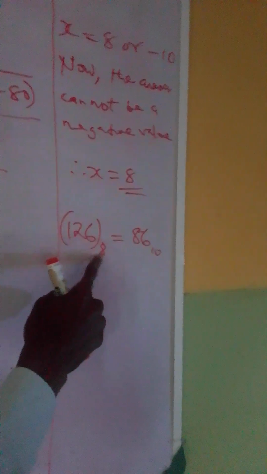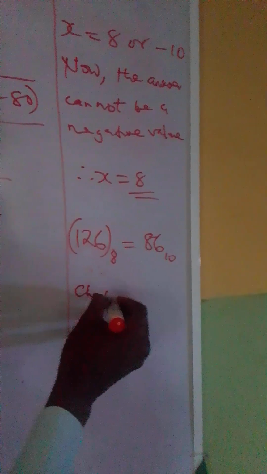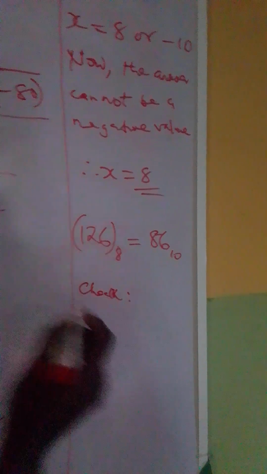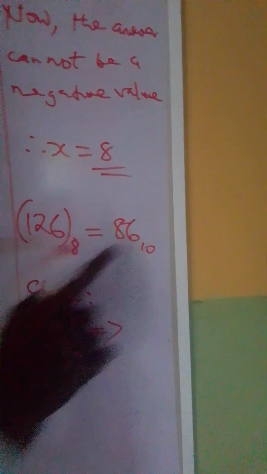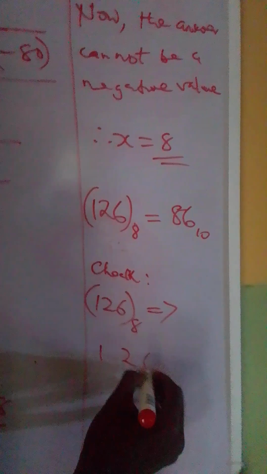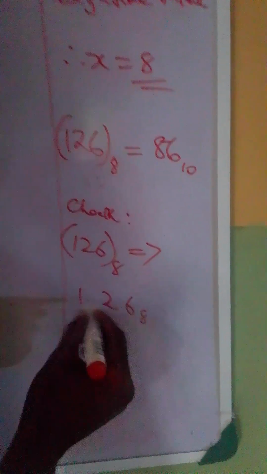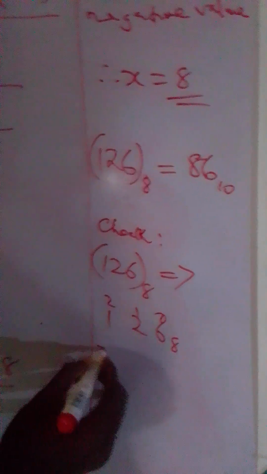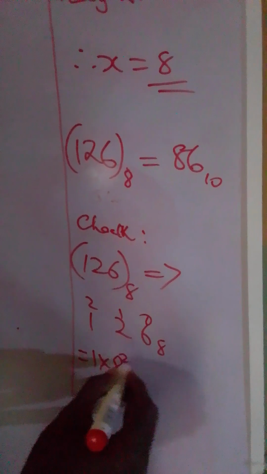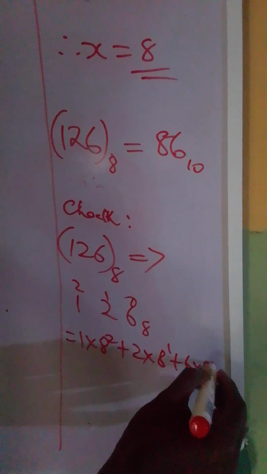That's what it means. So meaning that if you convert this from base 8 to base 10, it should give you 86. Let's check it out. Check. So we have 126 in base 8. Let's convert to base 10. It will give us 86. Now I'm using the expanded form method by numbering the digits with values starting from 0, beginning from the last digit: 0, 1, 2. So I have 1 times 8 raised to power 2 plus 2 times 8 raised to power 1 plus 6 times 8 raised to power 0.